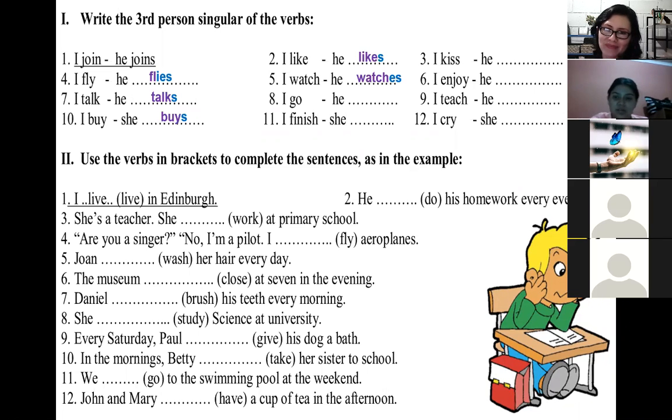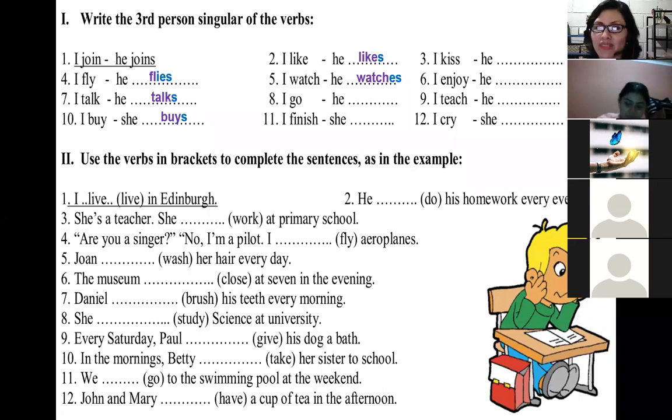Vamos a ver quiénes se acuerdan. CH, SH, SS, X, and O. Right? I'm going to type it in the chat. Okay. Tenemos SH, CH, right? SS, teníamos también X and O. If the verb ends in SH, CH, SS, X and O, we're going to add ES to the verb, okay?